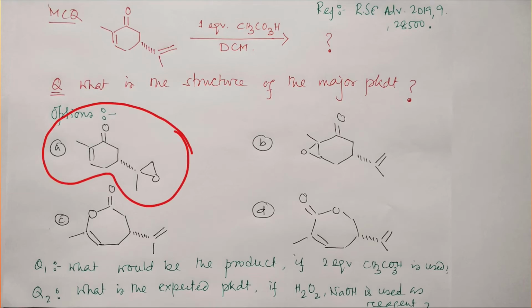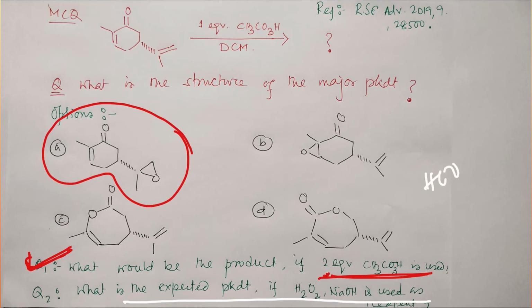Now the question is, if two equivalents are used, I'll give this as Q1 to you. It's very easy. You have to write in the comment box what the product would be if two equivalents of peracid are used. The second question is, what is the expected product if sodium hydroxide and hydrogen peroxide are used? Remember, sodium hydroxide and hydrogen peroxide produce the hydroperoxide anion, which acts as a nucleophile and is responsible for epoxidation of the alpha beta unsaturated carbonyl. I have already uploaded a dedicated lecture, please visit it for better understanding.